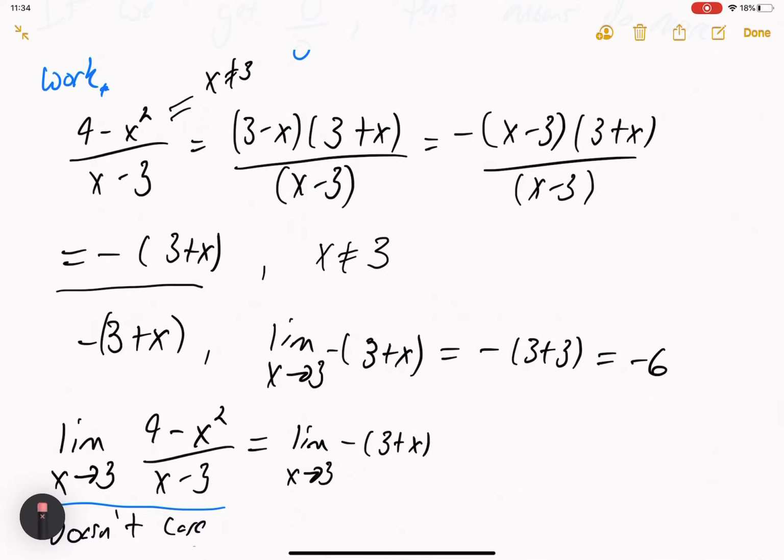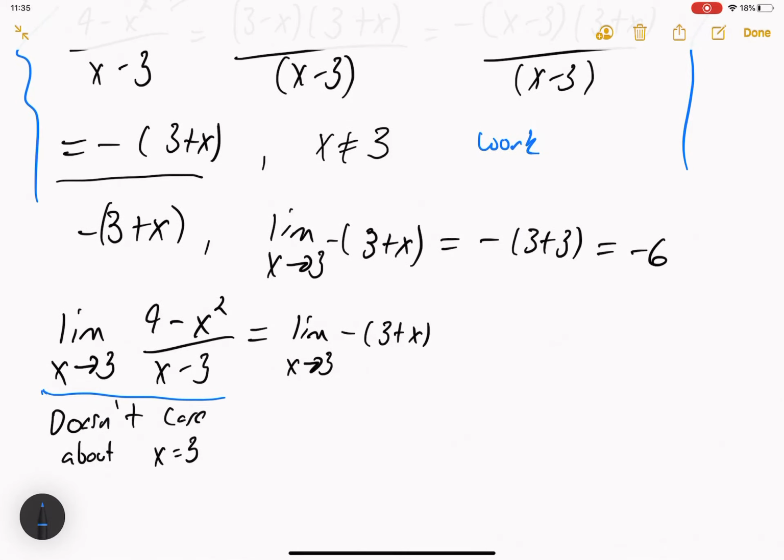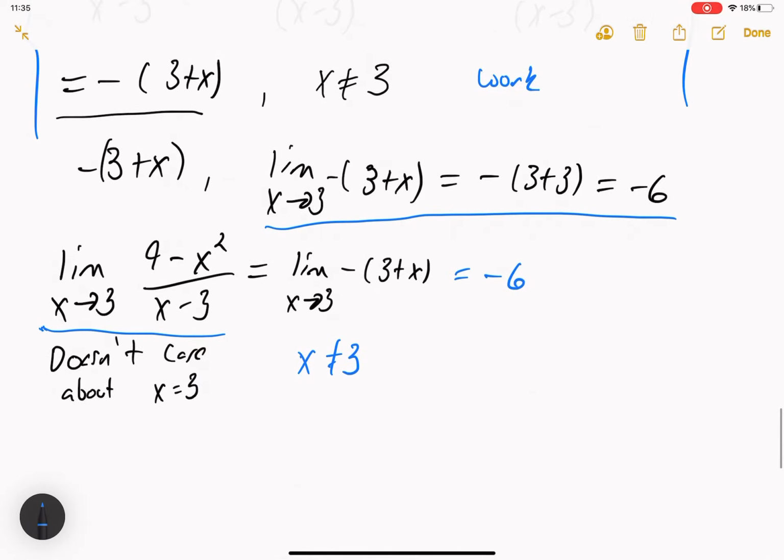In this case, this would be our work. And what we found out is that this function is equal to negative 3 plus x everywhere when x is not equal to 3. But if we just look at 3 plus x by itself, just considering it as an actual function, we get that this happens. So in this case, we're allowed to evaluate this limit as equal to just negative 6, as what we did above. And that actually gives us what this limit is equal to.